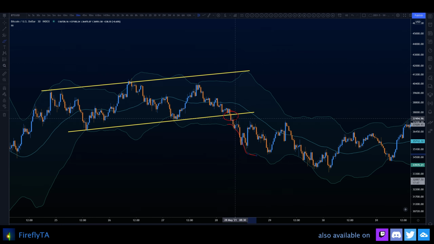So you can see that price approaches the band and then it tries to bounce because there's support here. But this support fails to hold price up and the continuation down occurs several times.